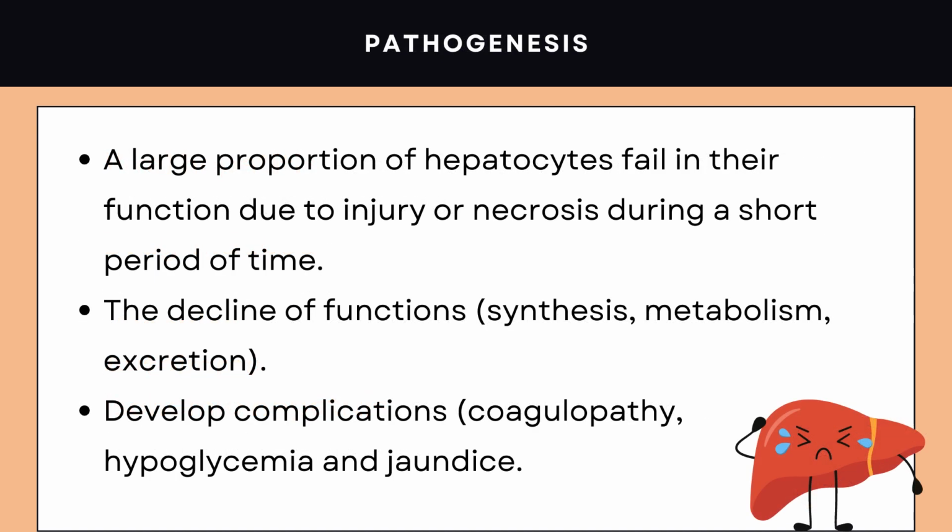It is very important to understand the pathogenesis of acute liver failure. In acute liver failure, a large proportion of hepatocytes fail in their function. This is due to injuries or necrosis during a short period of time. This will result in the decline of synthetic functions, metabolism, and excretion-related functions. So it causes complications. Complications are mainly coagulopathy, hypoglycemia, and jaundice.